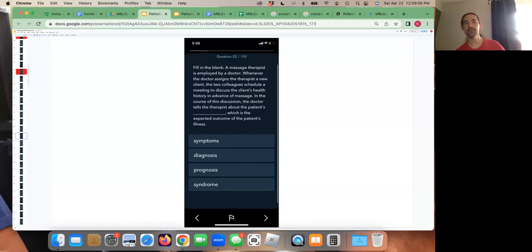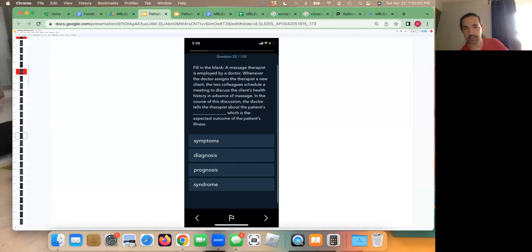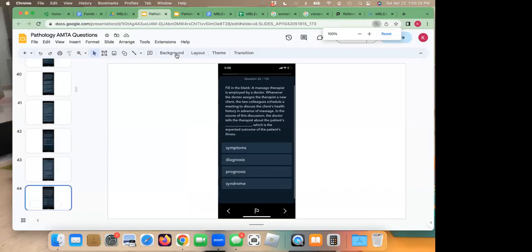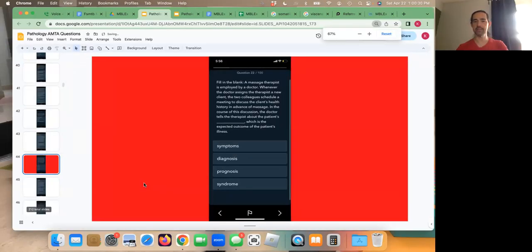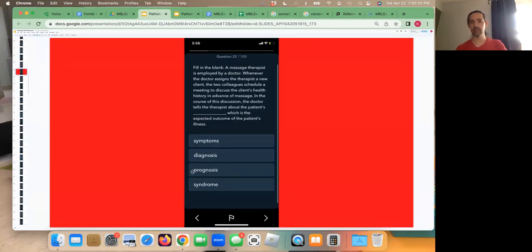Okay, last one. Fill in the blank. A massage therapist is employed by a doctor. Whenever the doctor assigns the therapist a new client, the two colleagues schedule a meeting to discuss the client's health history in advance of the massage. In the course of this discussion, the doctor tells the therapist about the patient's what, which is the expected outcome of the patient's illness: the symptoms, the diagnosis, the prognosis, or the syndrome? The answer is prognosis.